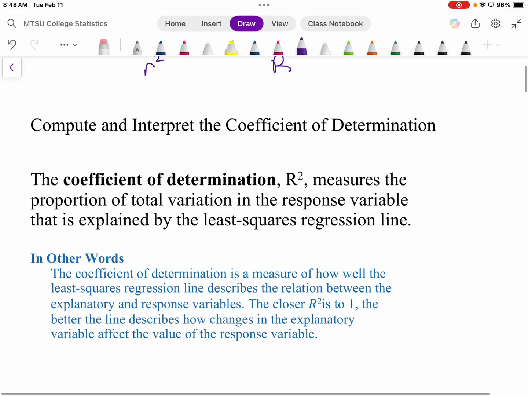The coefficient of determination, or the R squared value, measures the proportion of total variation in the response variable that is explained by the least squares regression line. So what does that mean in a nutshell? The coefficient of determination is a measure of how well the least squares regression line describes the relation between the explanatory and the response variables.